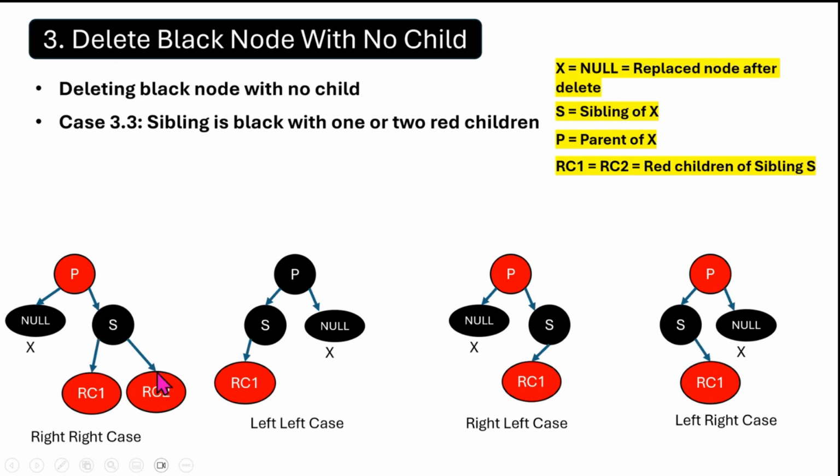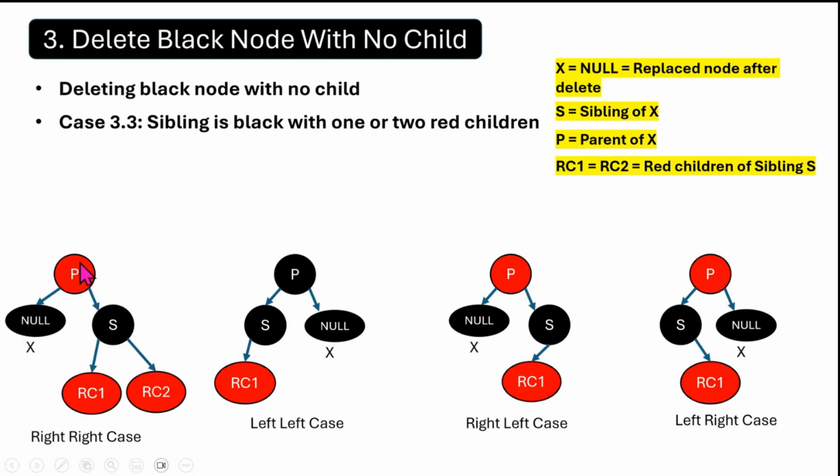Now there will be one question. Here there are two right children. So why are we considering this right child only? Because for X, whenever we check what type of case it is, we check whether the sibling has a farthest red child or not. What is meant by farthest red child? If the X is a left child of P, then the left red child of sibling will be near to X, right? And the right red child of S will be far to X.